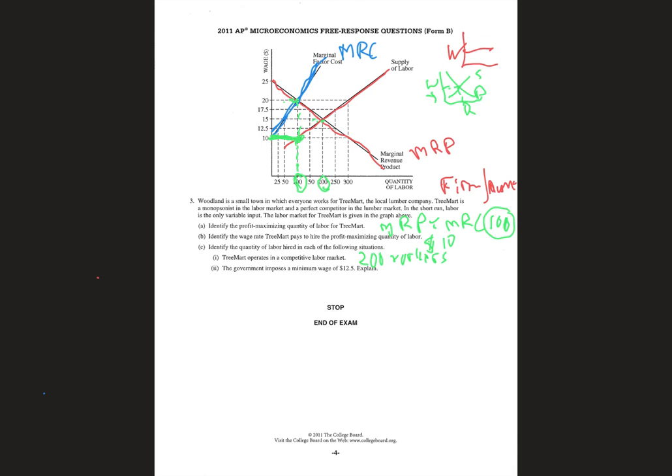So you can see the monopsony, just like the monopoly in the product market, is inefficient. There is deadweight loss, and they are hiring fewer workers at a lower wage, okay? Not really a good situation for the workers.